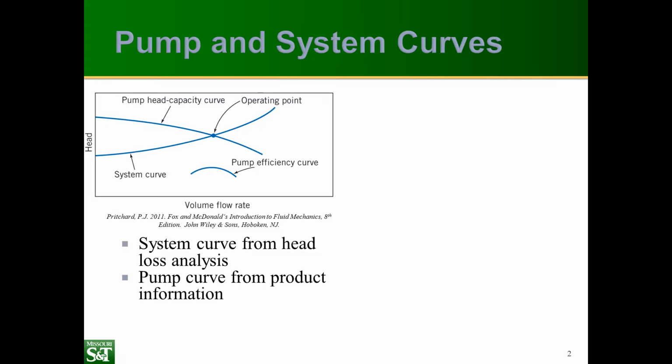A slight increase in the flow rate would lead to a higher friction loss, so the flow would decelerate back to the operating point. If the flow rate decreased a little bit, then the friction loss would be lower and the flow would accelerate back up to its operating point.